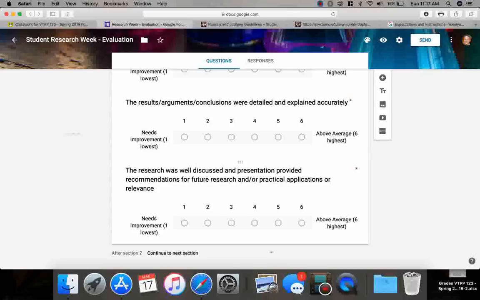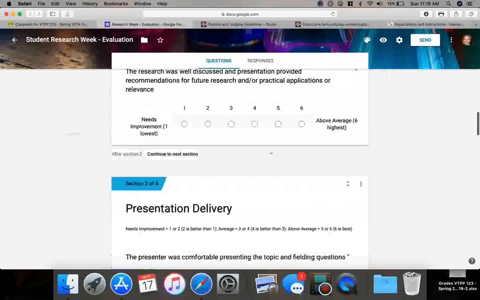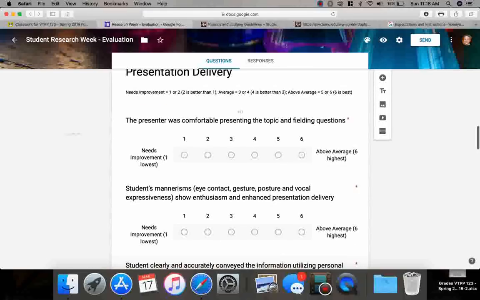Future implication section. This should be screaming to you right now. That's what we just did in the abstracts. If they don't have that in a poster format or in a presentation format, then this is an issue right here. The next section is presentation delivery.